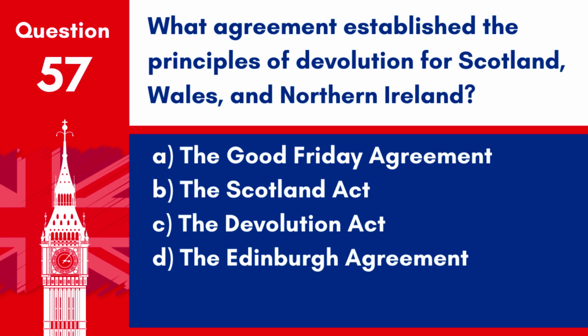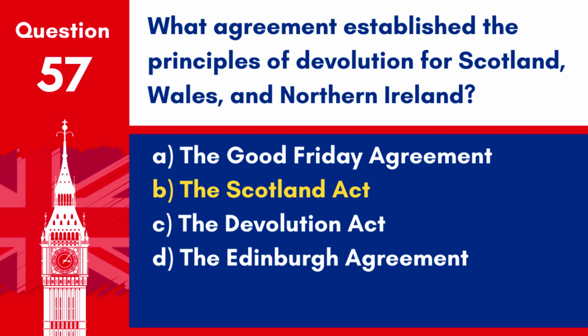Question 57. What agreement established the principles of devolution for Scotland, Wales and Northern Ireland? A. The Good Friday Agreement. B. The Scotland Act. C. The Devolution Act. D. The Edinburgh Agreement. Answer: B. The Scotland Act.